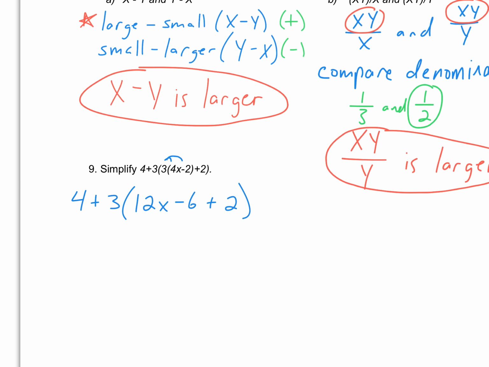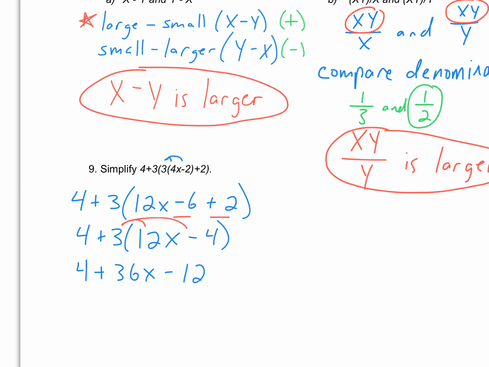From there, let's stick in the parentheses. I've got to combine like terms. So I have negative 6 and positive 2 gives me negative 4. Another distribution, that 3 gets multiplied to both terms. 4 plus 36x minus 12. And then lastly, another combine like terms. Well, 4 and negative 12 give me negative 8. And I'll put 36x out front, and then minus 8 after. There we go.